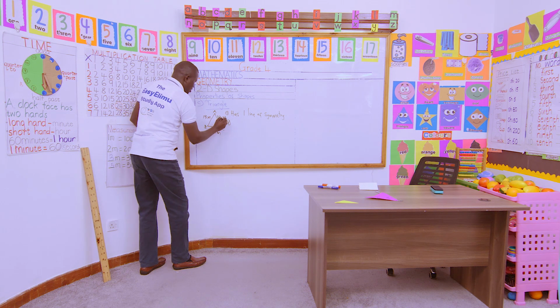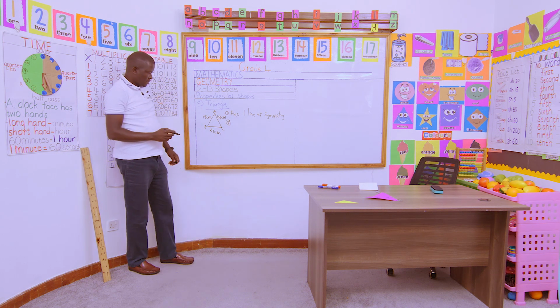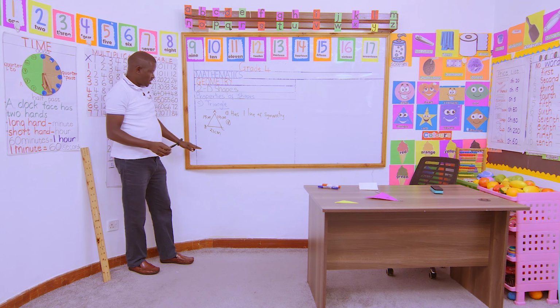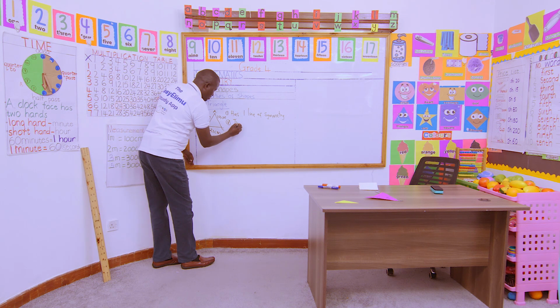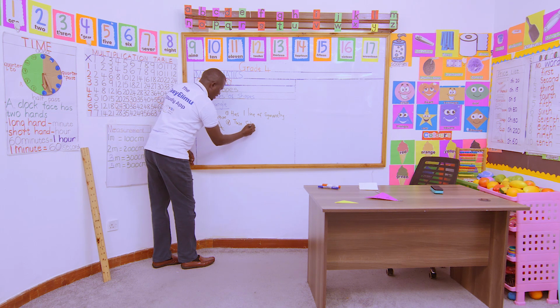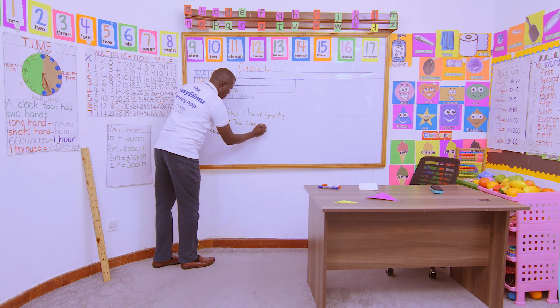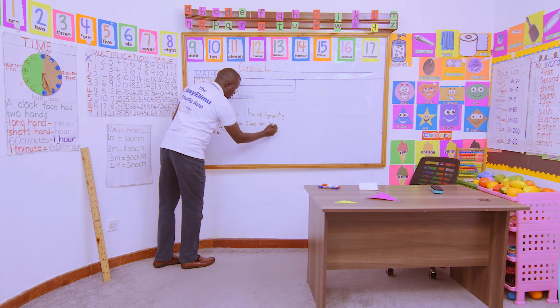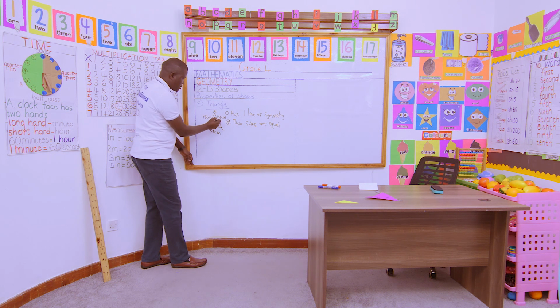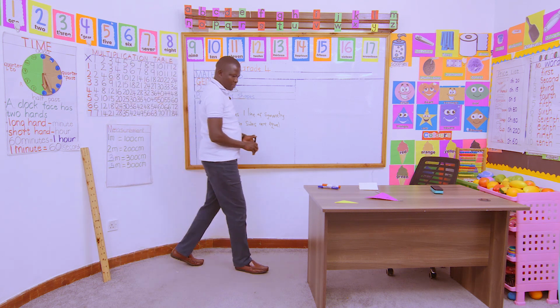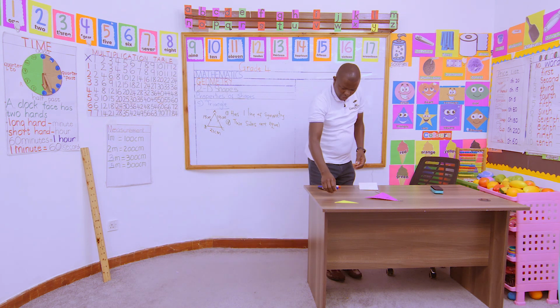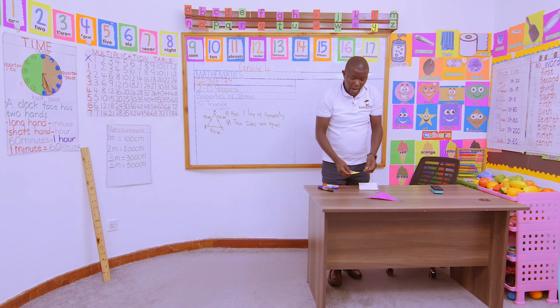Now, from what we have seen here, what can we deduce? What can we comment on this? Yes, Jen. Two sides are equal. I can show this side and this side are equal. Number three, we can try to trace the angles.